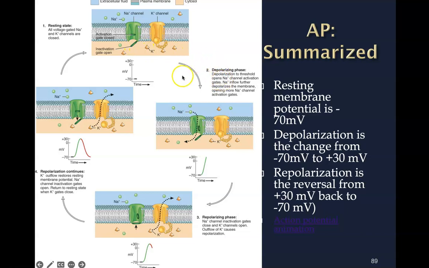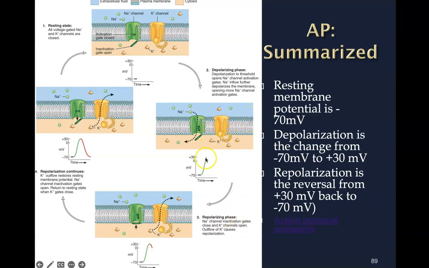Then we get some type of depolarizing signal. We hit that negative 55 millivolt point, or that change across the membrane, and we've hit threshold, and now our voltage-gated sodium channel is triggered to open, okay? Remember, it's going to open the fastest. So first, that's our activation gates. That's what can be triggered. Sodium's going to flow in, causing an influx of positively charged ions. It's going to depolarize the membrane, opening even more sodium channel activation gates, especially the neighboring ones.